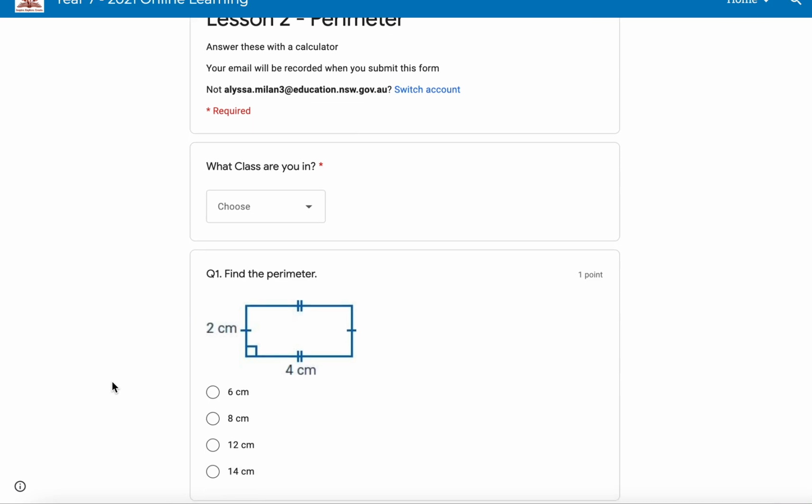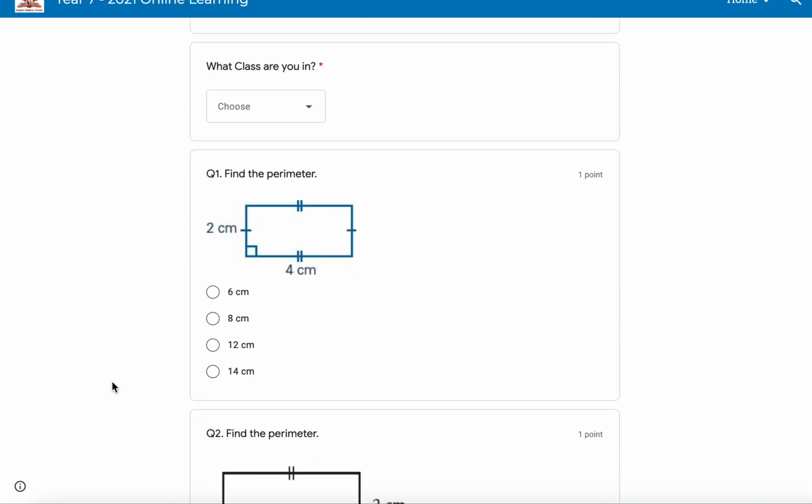Okay, so question 1, find the perimeter of this rectangle here. Now, these little markings on the sides, what do they mean? Well, that just means that anything with this marking is going to be the same value as this side here. So because we've got 4 centimeters here, we have to have 4 centimeters here as well because it's got the same marking. And because we've got 2 centimeters here, we have to have 2 centimeters here as well because it's got the same marking.